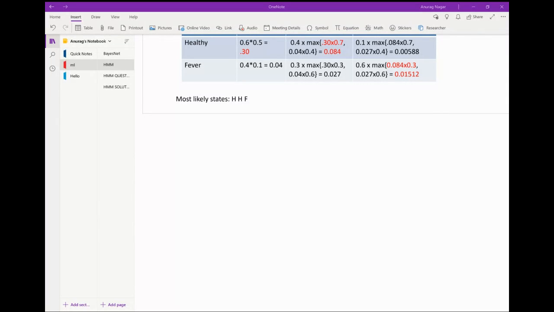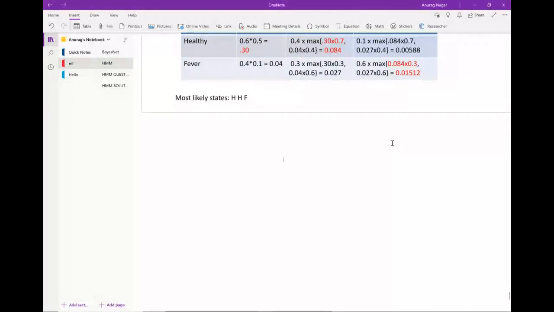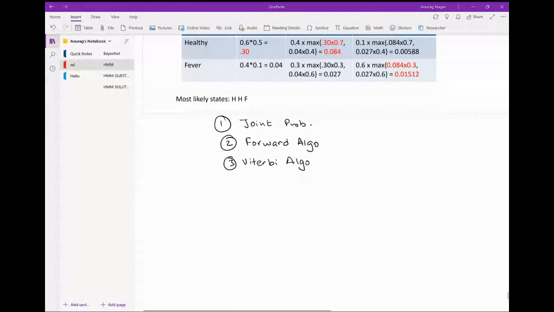Okay, last time we had a long session and we talked about HMMs, hidden Markov models. Let me recap the important part that we did, and then we'll solve some questions. The important part is this. We learned three things. One is the joint probability question. The second thing that we learned was the forward algorithm. And the third thing that we learned was the Viterbi algorithm. So these are the three key things that we learned last time.